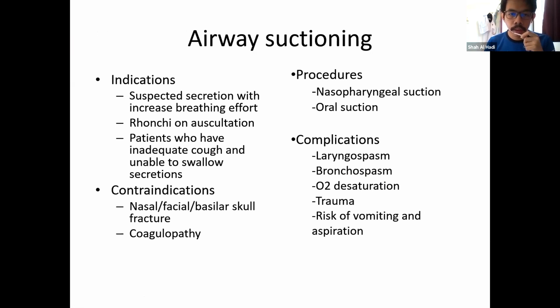Contraindications for airway suctioning include nasal, facial, or basilar skull fracture, and coagulopathy, which is low platelets. And then the procedure includes nasopharyngeal suction and also oral suction. A few complications of this procedure include spasm of the larynx, bronchospasm, oxygen desaturation. It can lead to upper airway trauma, and there is a risk of vomiting and aspiration.